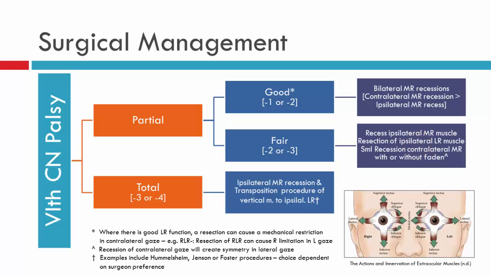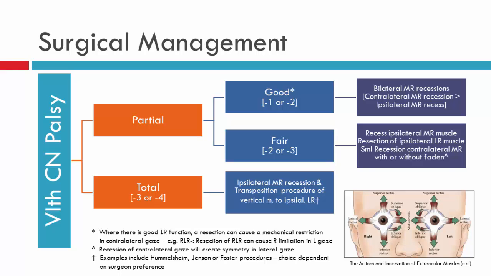I'll talk to you more about this in a moment, but in essence what you're doing here is you're trying to get little effect in primary position and most effect in the position of gaze of the acting muscle. So if the contralateral synergist is the left medial rectus and you put a posterior fixation suture on this eye, what we'll see is more of an effect in right gaze.